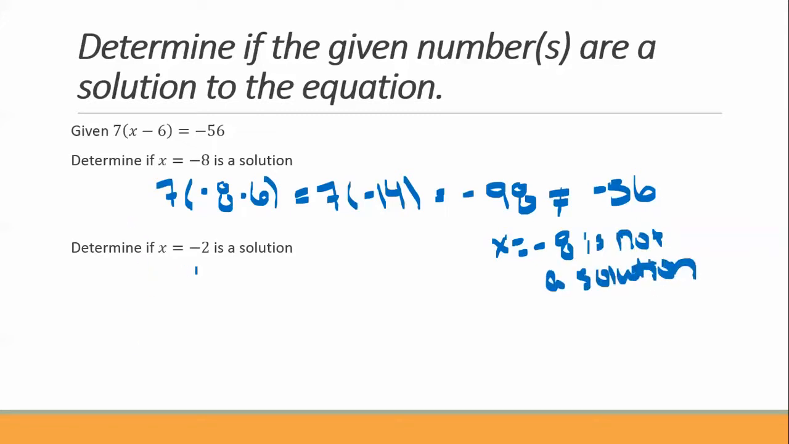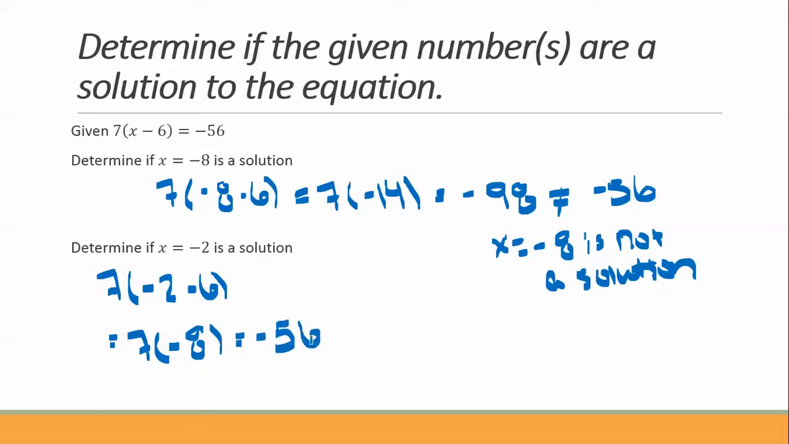Let's try negative 2 though. 7 times (negative 2 minus 6). Again, order of operations, we get 7 times (negative 2 minus 6, which is negative 8). That's equal to 7 times negative 8, which is negative 56. So x equals negative 2 is a solution, because negative 56 is equal to negative 56.